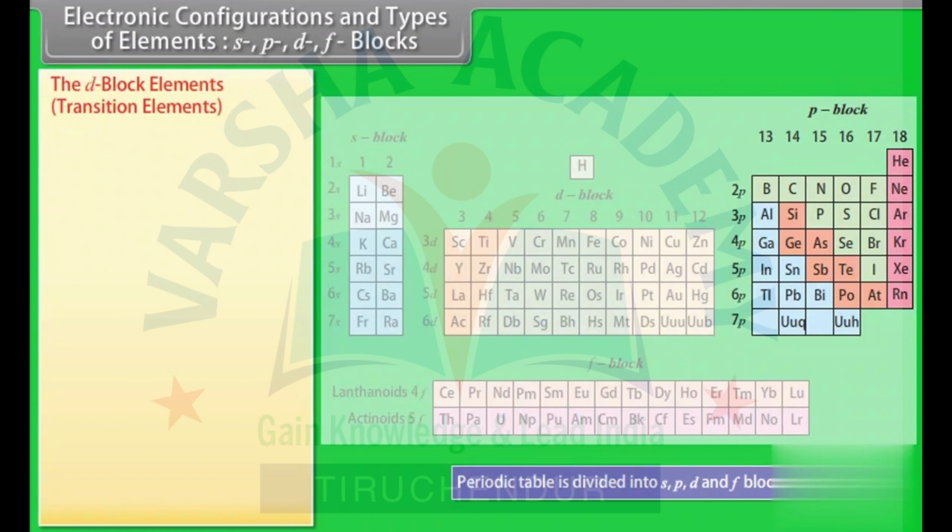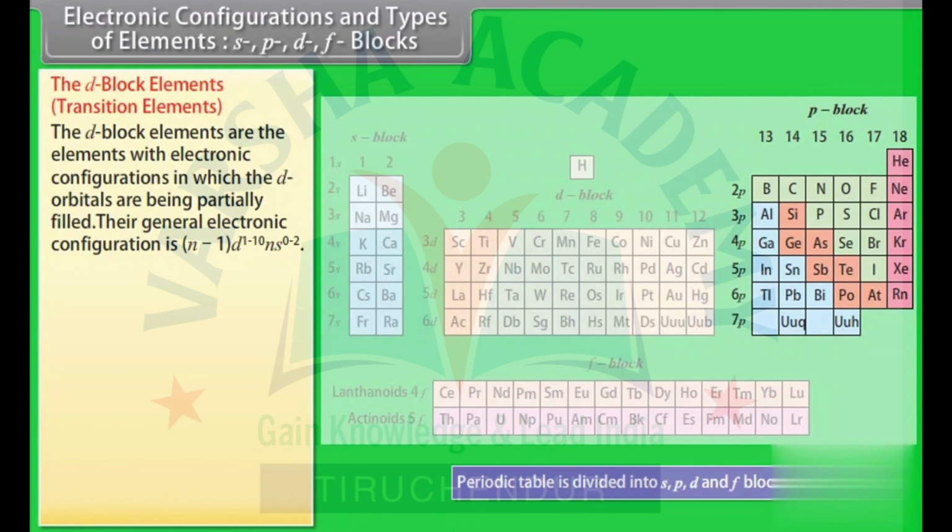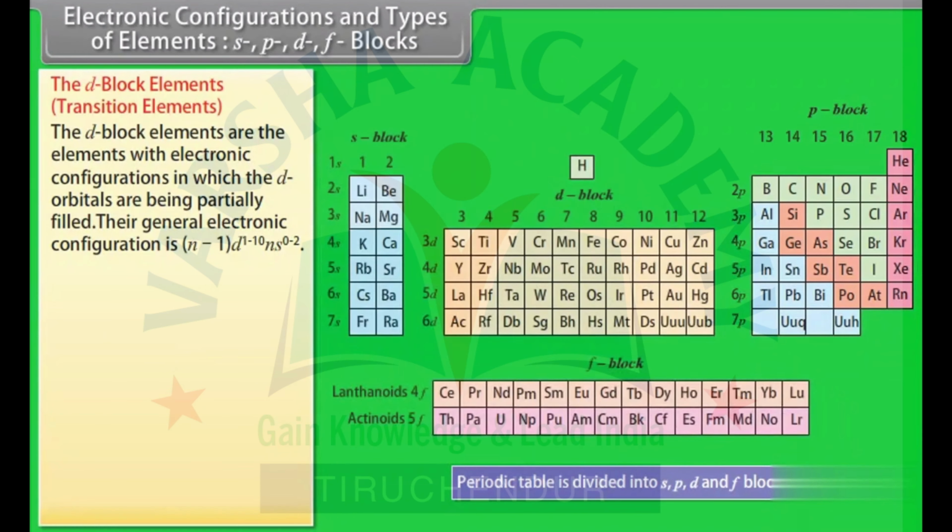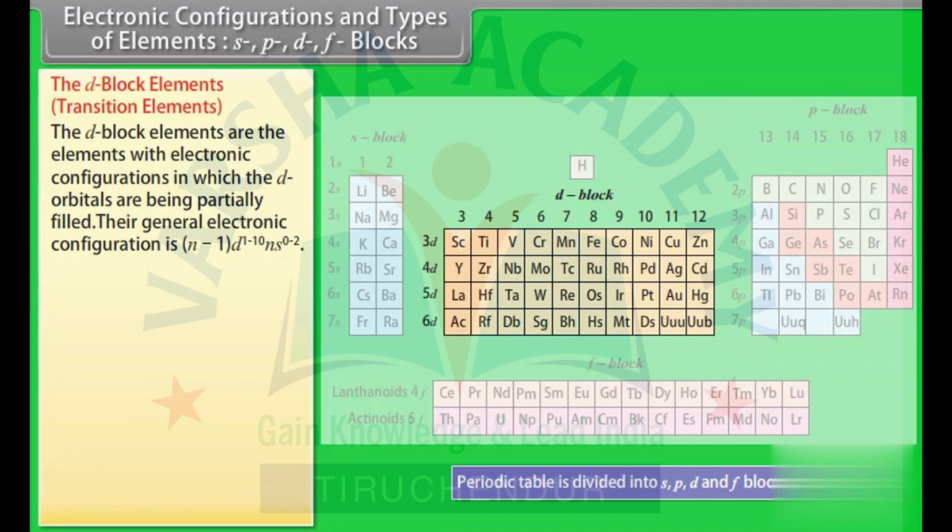The D block elements, transition elements. The D block elements are the elements with electronic configurations in which the d orbitals are being partially filled. Their general electronic configuration is given.